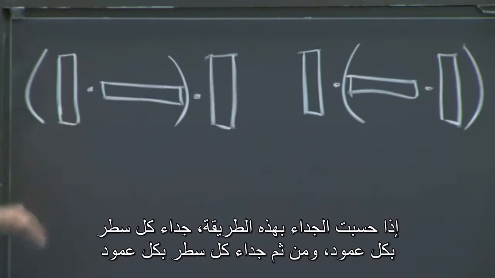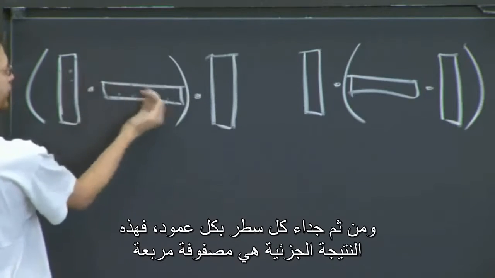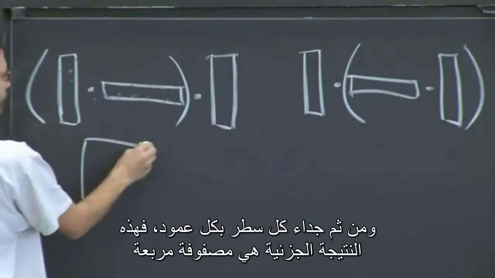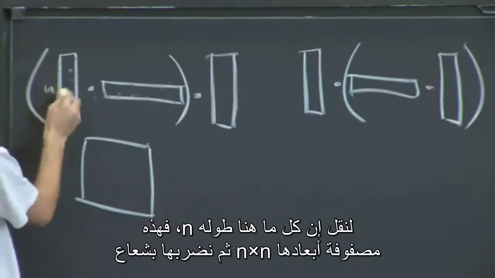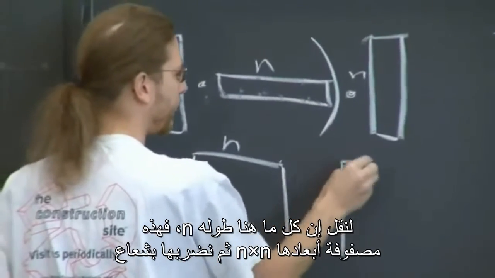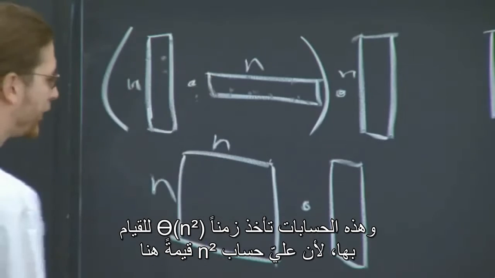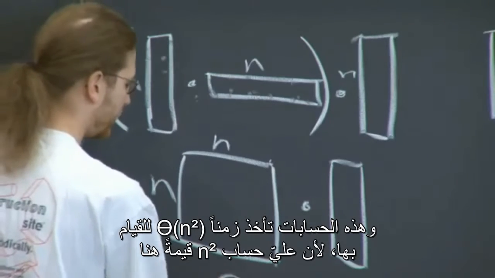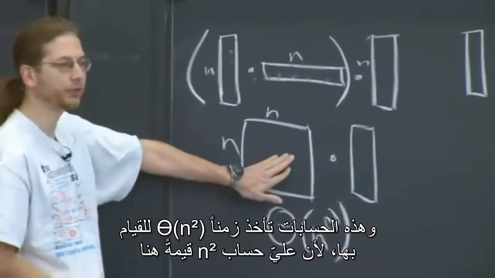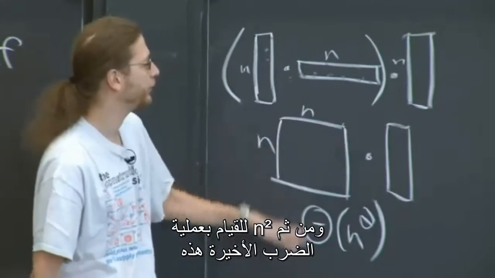If I compute the product this way, it's every row times every column, and then every row times every column, and every row times every column. This subresult is a square matrix. So if everything here is n, this will be an n by n matrix. Then we multiply it by a vector. If you do it well, this computation will take theta n squared time, because I need to compute n squared values here. And then it's n squared to do this final multiplication.